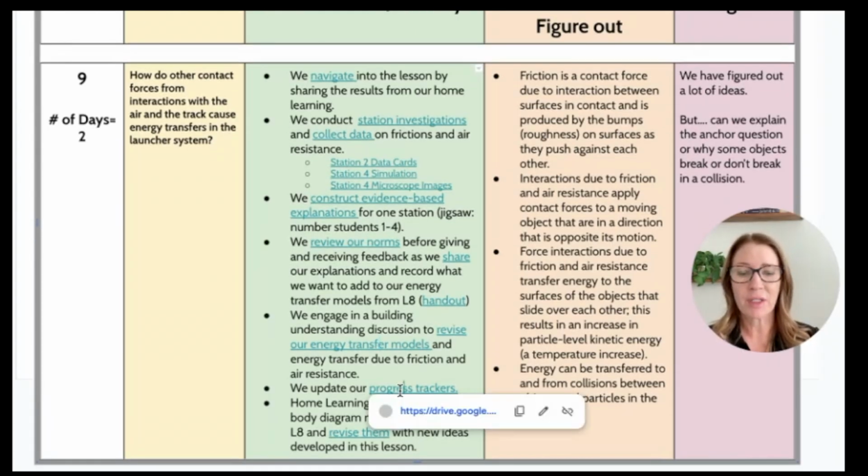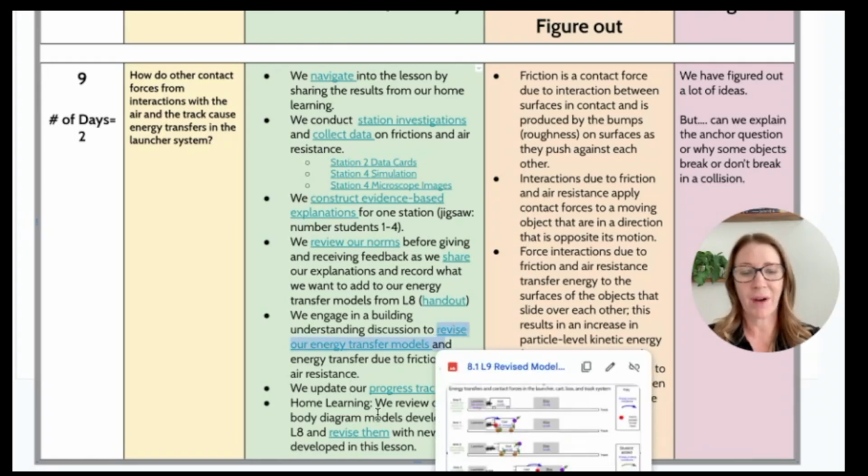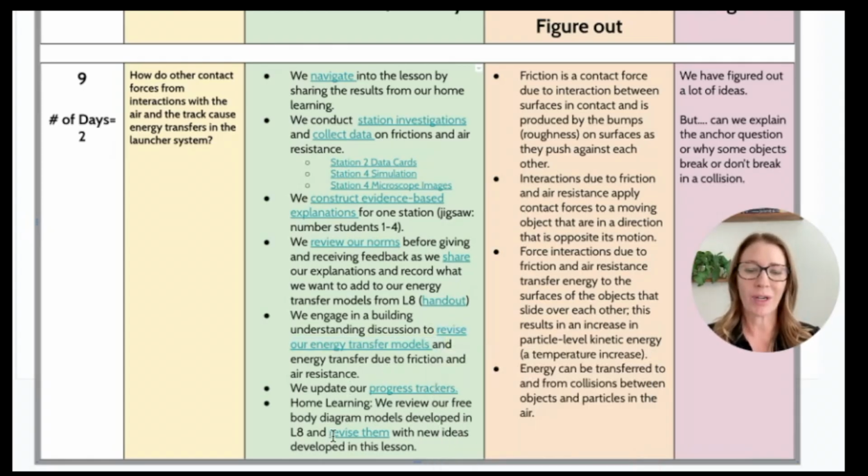So once we've completed that model together and we've revised our energy transfer models, we're going to update our progress trackers. There is a little bit of guidance on how to do this. But most importantly, we're going to revise our free body diagram. So this you can kind of do with them when they're revising their energy transfer models. And then just like in lesson 8, we're going to see if they are really picking up what we're throwing down. And that is, can they transfer this into a free body diagram?